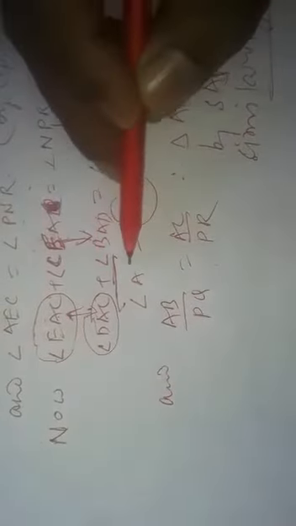Now these two angles, angle RPM and angle PQM, combined together become angle P, and these two angles combined together become whole angle A. Now this whole angle A is equal to whole angle P, and the ratio of the sides on these two angles are also equal. That is, ratio of AB to PQ is equal to ratio of AC to PR.